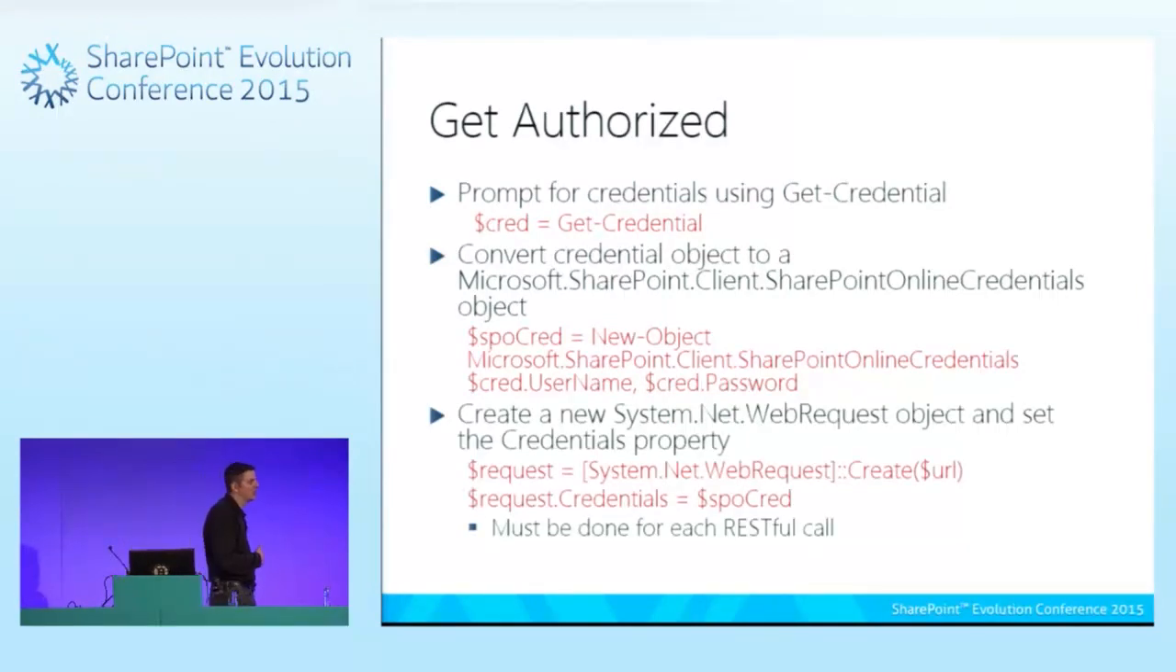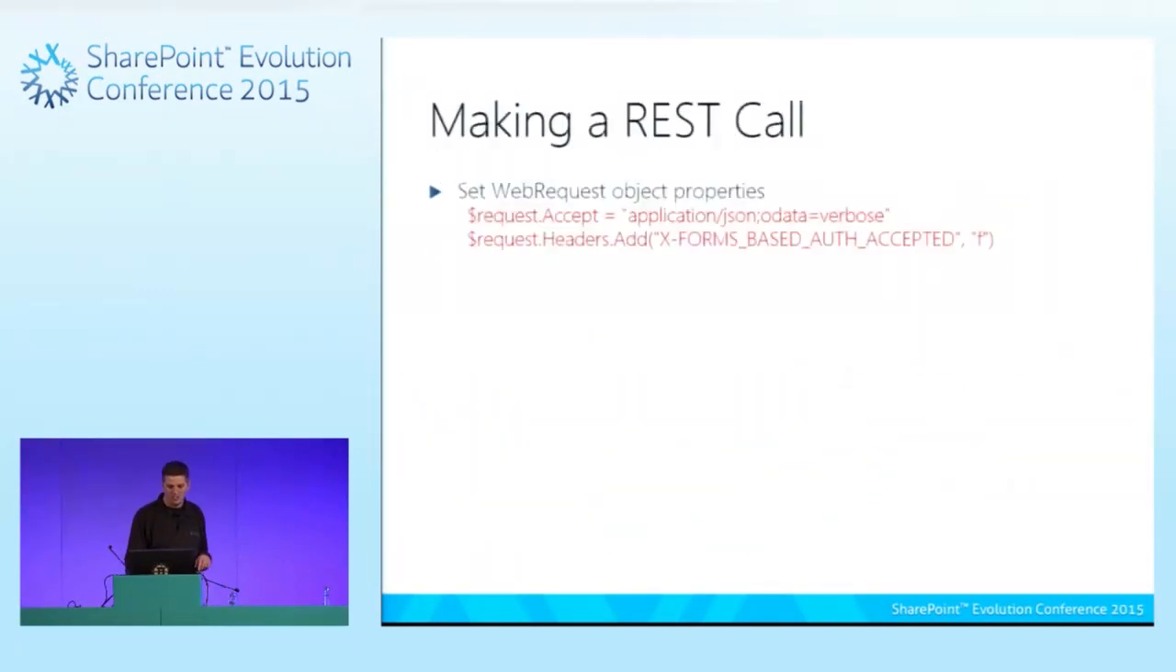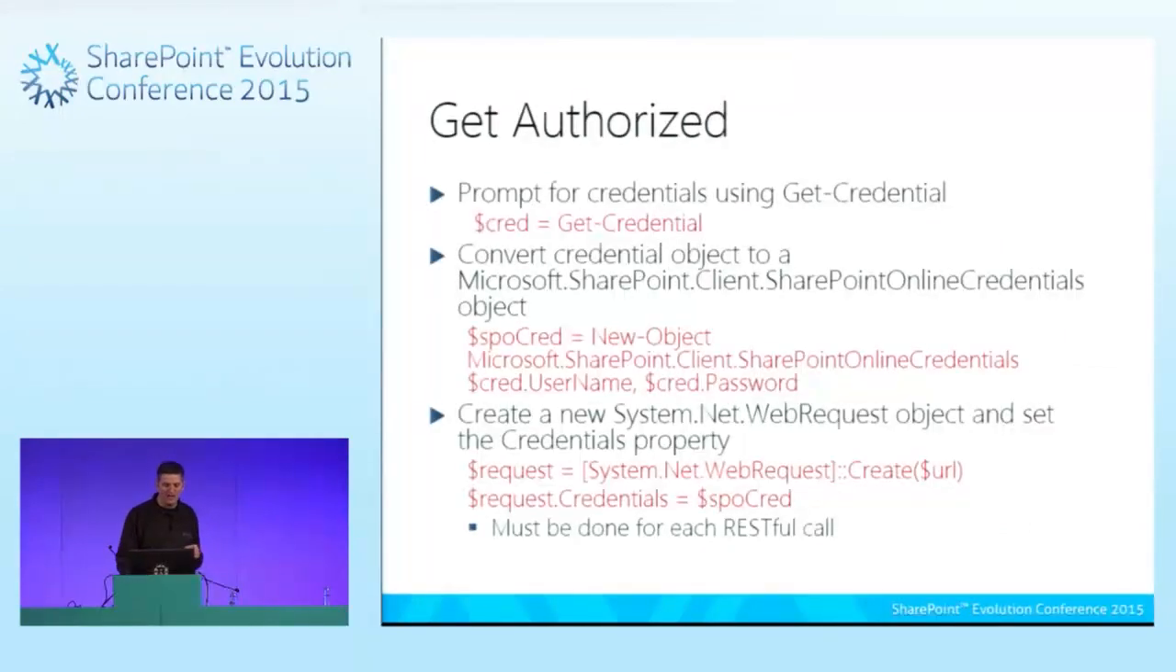Once I've got my credentials, I'm going to create a System.Net web request object and just pass in the URL that I want to connect to. So what is that URL? It's my REST endpoint, right? I don't care about site collection or whatever, just what is the endpoint that you're connecting to. So in this example, it would be this one here at the bottom. And then you would set your credential object. Again, this is something you would do for every single request, which is why most people have extracted all this into some sort of helper method.